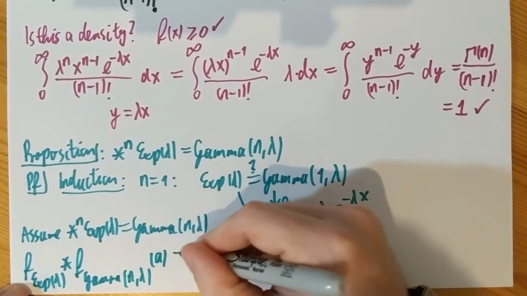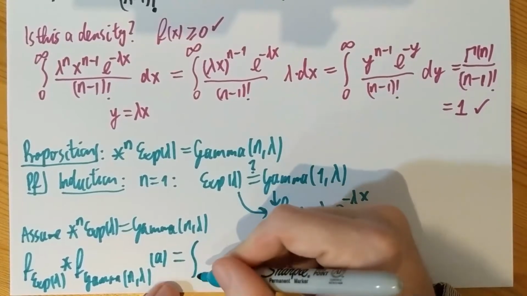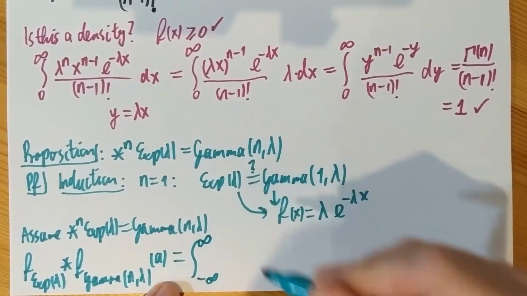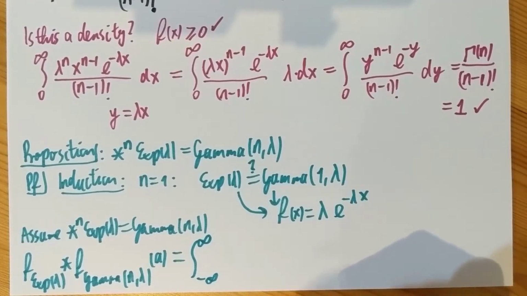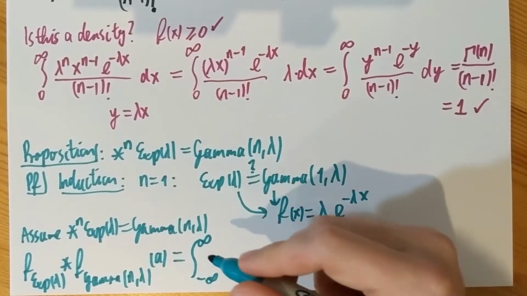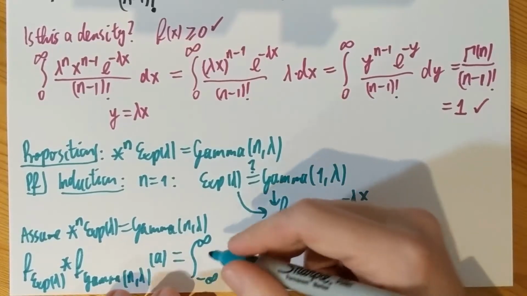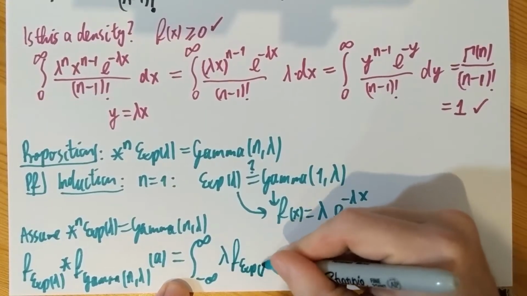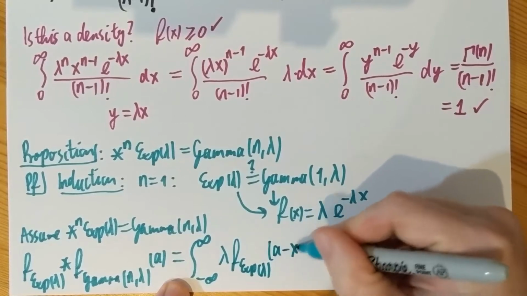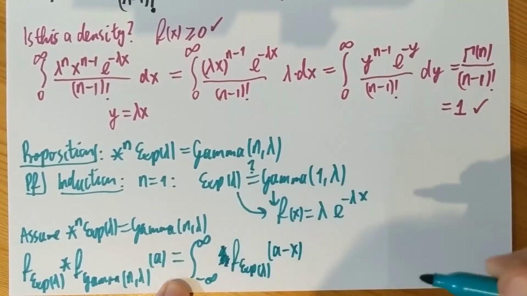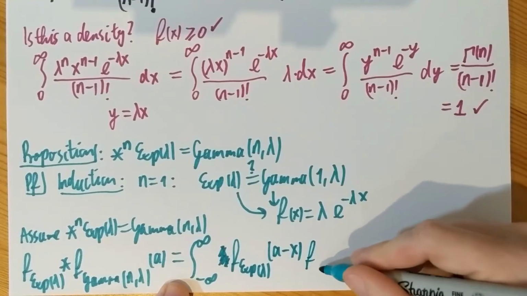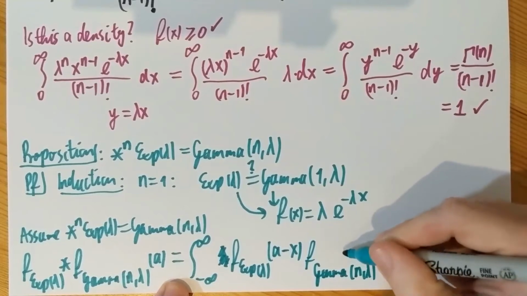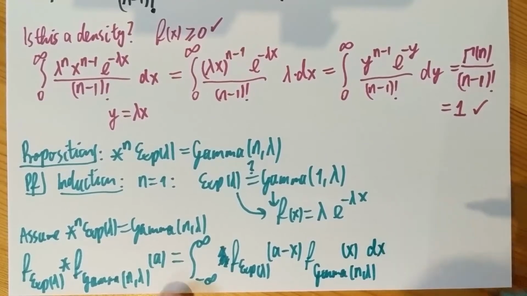Take it, for example, at some point a. So the definition is that I go from minus infinity to infinity of one of these functions taken at x, the other taken at a minus x. Now clearly the exponential function is simpler, so that's the one I'm going to take at a minus x. So I take the exponential function at a minus x. There is no lambda yet. And I'm going to take the gamma distribution function at x, and I'm going to integrate them out.